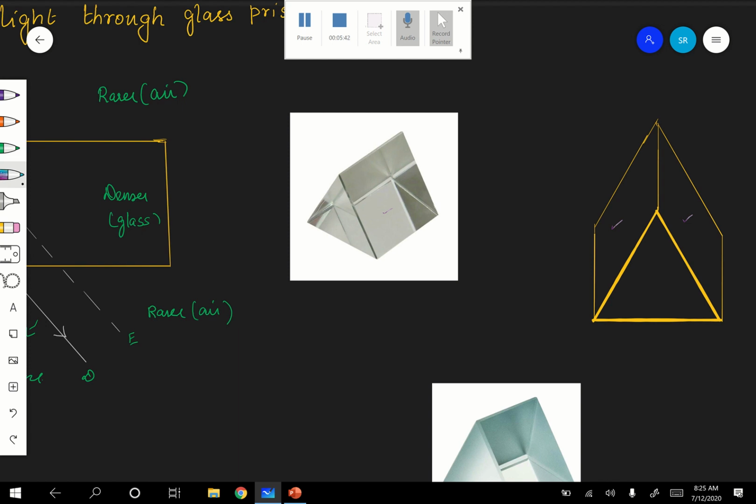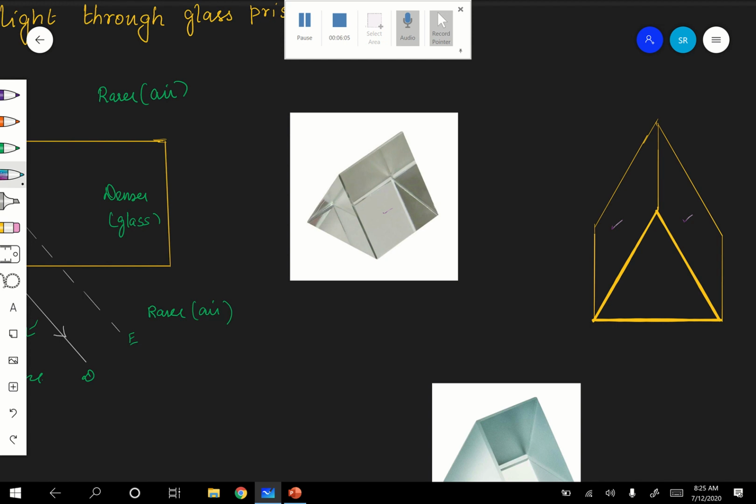Inclined to each other at a suitable angle. Are you following? See here, this is the glass prism. What is that? There are two faces. It is the portion of a transparent medium bounded by two plane faces.